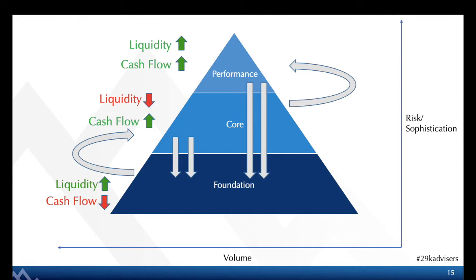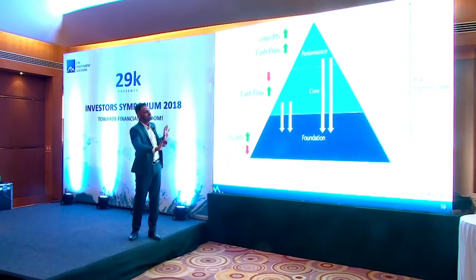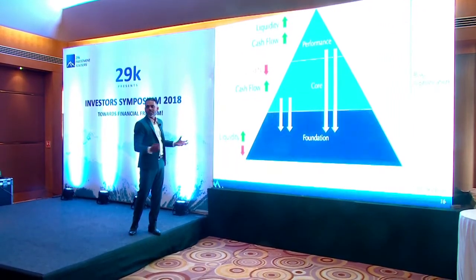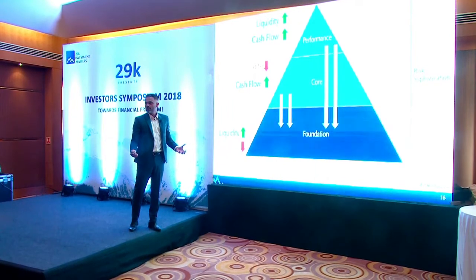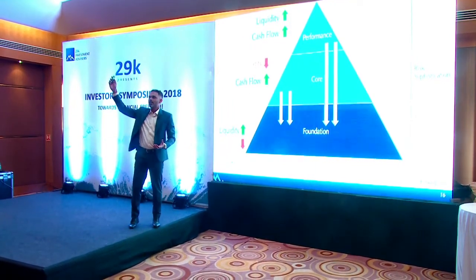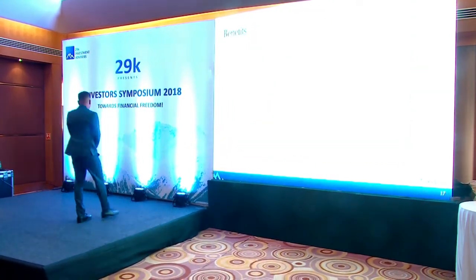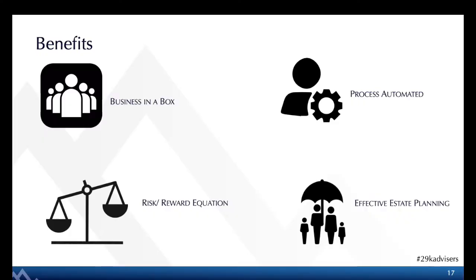What happens? You have created multiple passive income streams, which means that over a period of time, you will see automatically the wealth grow up. Make sense? Great. Benefits. Our clients in the room, you don't do anything about it. It's just like a business in a box. Once it starts, your team takes care of it. It's kind of automated.